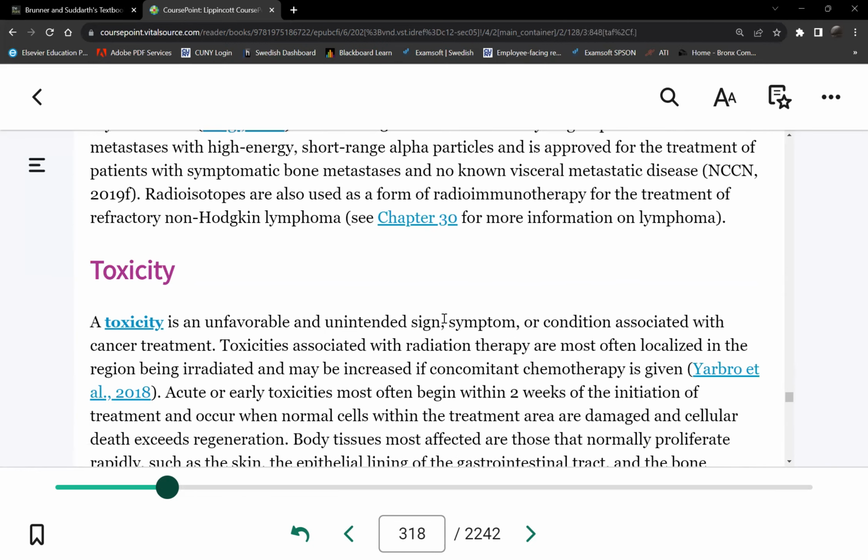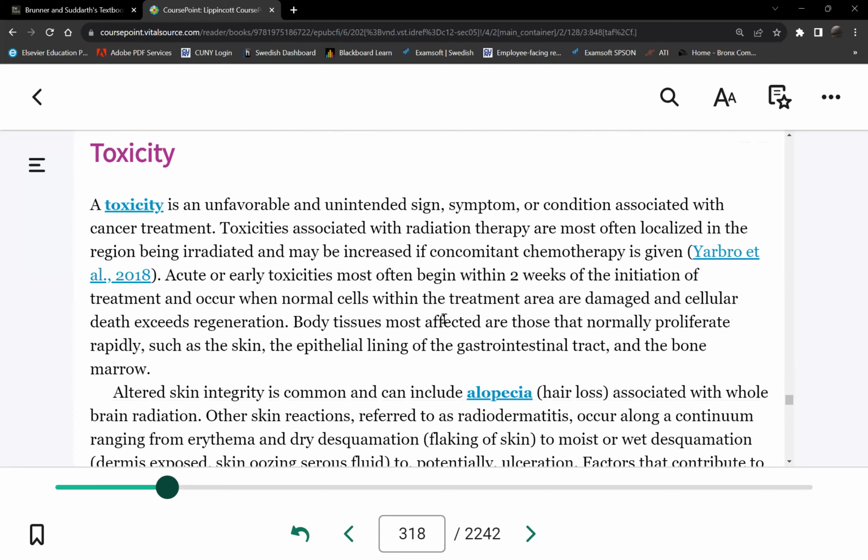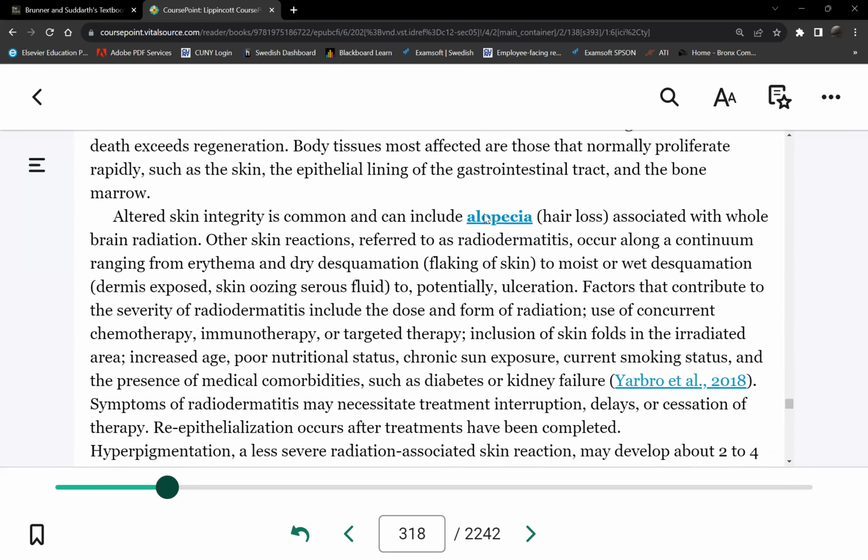Now let's go to internal radiation. It's not here yet, but let's just go down the page. So toxicity, remember, it exposes all cells, not just the cancerous cells. It also affects the normal cells. If that's the case, then you will have the following toxicities. The problems will be alopecia, hair loss. There's also radiodermatitis, which is very painful. The skin will be so red, it can either be dry or moist.